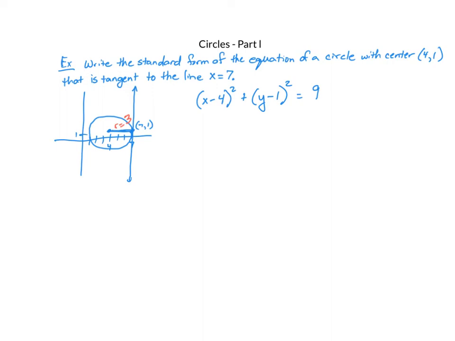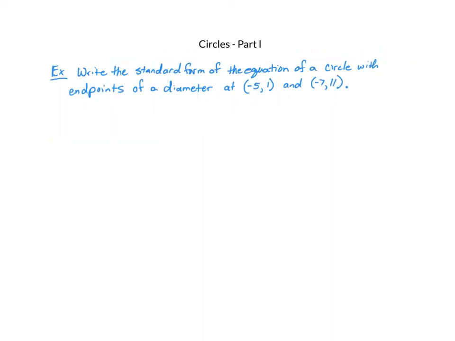Let's do one last problem. For this one, we're being asked to write the standard form of the equation of a circle with endpoints of a diameter at negative 5, 1 and negative 7, 11. Notice this time I'm not given the center or the radius, so my job is to track down both of those things. Now, it doesn't ask us to, but I always like to draw a picture because it helps me think it through. So negative 5, 1 could be about right here. And negative 7, 11 could be here.